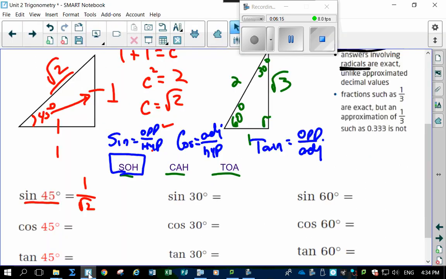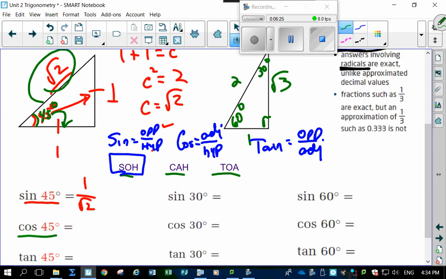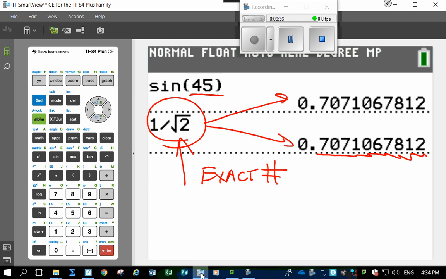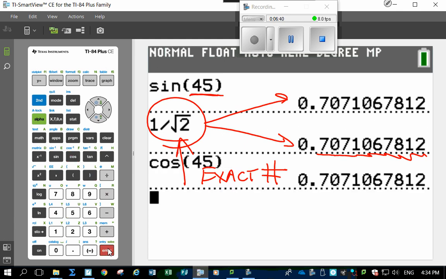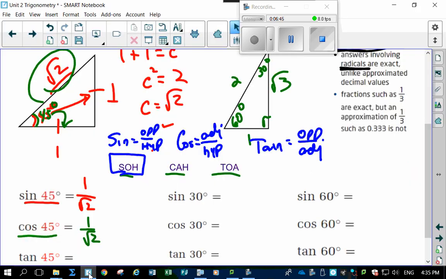Okay, let's go back. So what is the cosine of 45 degrees? Remember, there's your 45 degrees. Cosine is adjacent over hypotenuse. Well, adjacent is also 1. Hypotenuse is root 2. Wait a second. You're telling me the cosine of 45 is going to give me the same silly number? Yes, I'll prove it. The cosine of 45 degrees, enter. There it is. It's the same number. Isn't that wild?